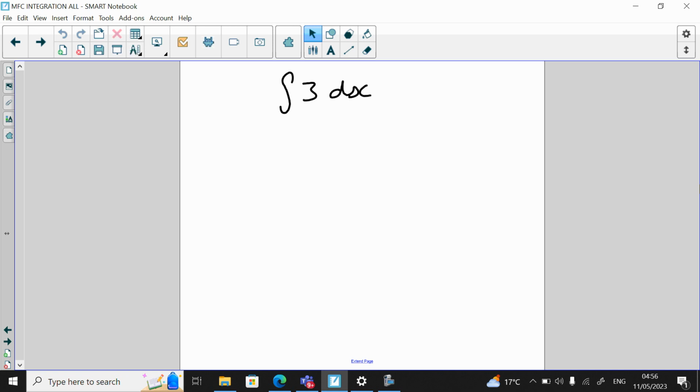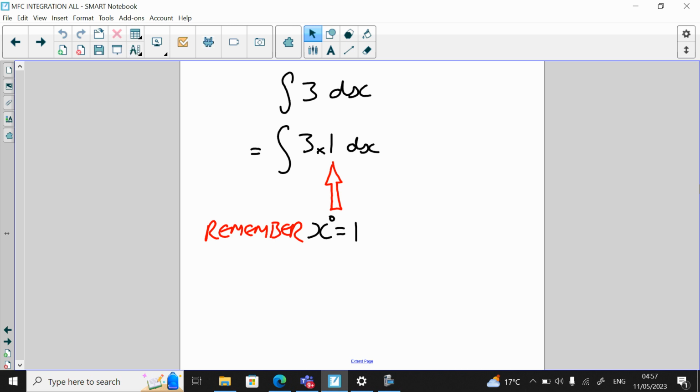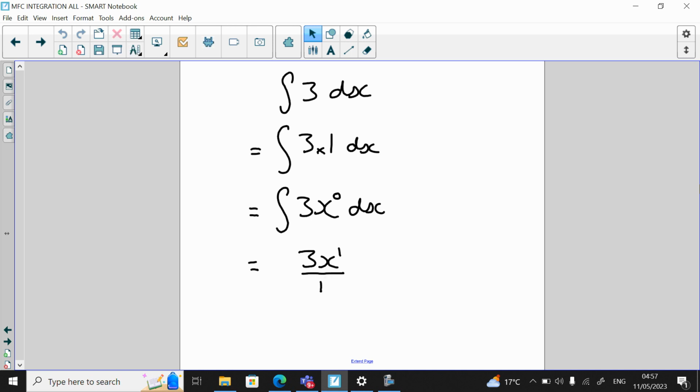Next one. Number on its own. Doesn't have an x. That's fine. But what we're going to do is give it an x. And we'll do that with a little bit of manipulation here. 3 is the same as 3 times 1. 1 is the same as x to the 0. Put that in. That looks like ax to the n. Okay, apply the rule. Increase the power by 1, divide by the new power. Done. Power of 1, we don't need to see it. Okay, we can just leave it with the x. 3 divided by 1 is just 3, so just end up with 3x. And don't forget the plus c.